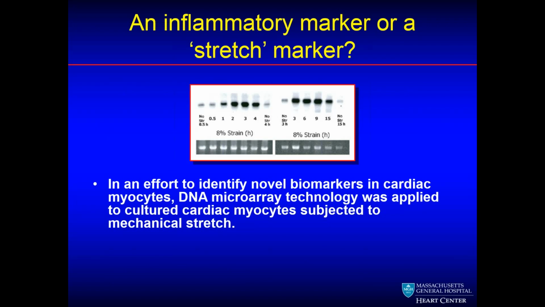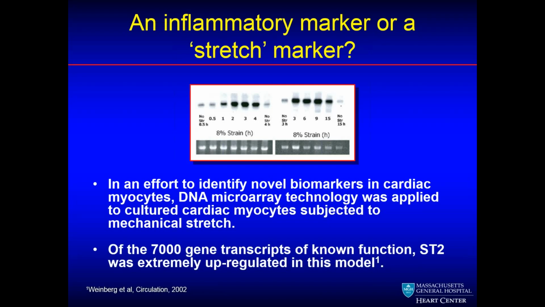Biomarkers in general are of interest for their ability to prognosticate in heart failure, and ST2 is a rather unique biomarker. This is a marker that has been identified in the cardiovascular system as being induced by myocardial strain. So the original studies identifying ST2 as a cardiac biomarker focused on which genes were upregulated when a cardiomyocyte was stretched. And of all of the gene transcripts identified, the one that was most highly upregulated was ST2.